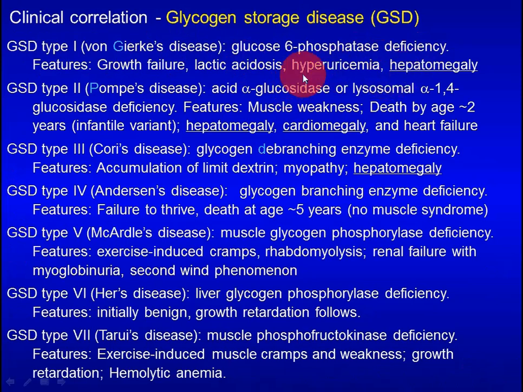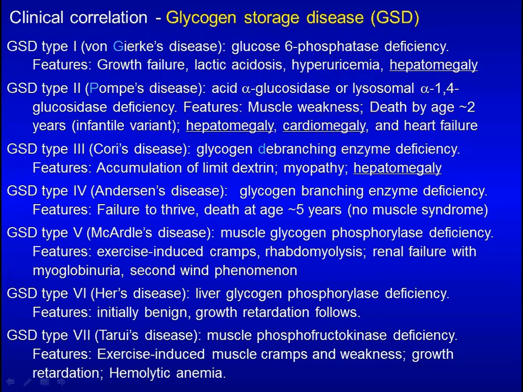Hepatomegaly and hyperuricemia are reminiscent of hereditary fructose intolerance. In addition, von Gierke's disease has lactic acidosis. Pompe's disease is caused by lysosomal alpha-1,4 glucosidase deficiency. It features muscle weakness, hepatomegaly, cardiomegaly, and heart failure.